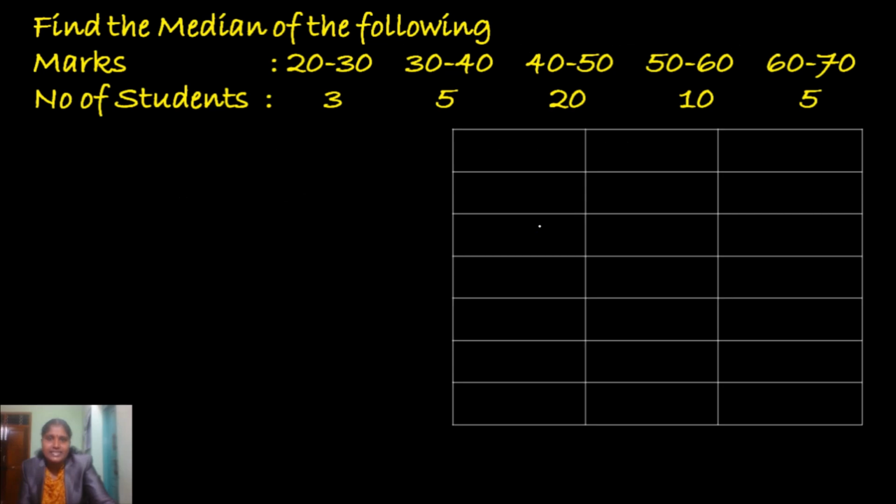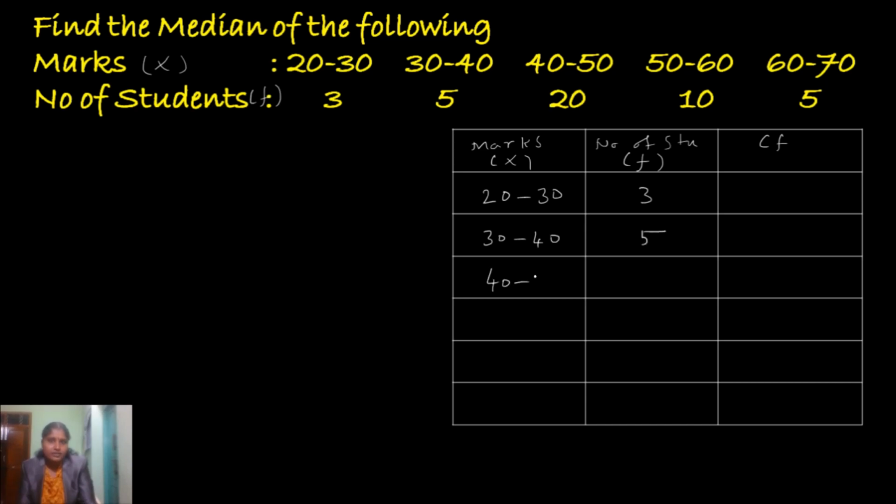For that, let's now construct a table, where the first column represents marks, the second column represents number of students, and the third column is our cumulative frequency. Now I assign the variable x for marks and f for number of students. Here the marks are given in terms of class intervals. So 20 to 30, corresponding frequency 3; 30 to 40 and its corresponding frequency 5; 40 to 50 and its corresponding frequency 20; 50 to 60 and its corresponding frequency 10; and 60 to 70 and its corresponding frequency is 5.